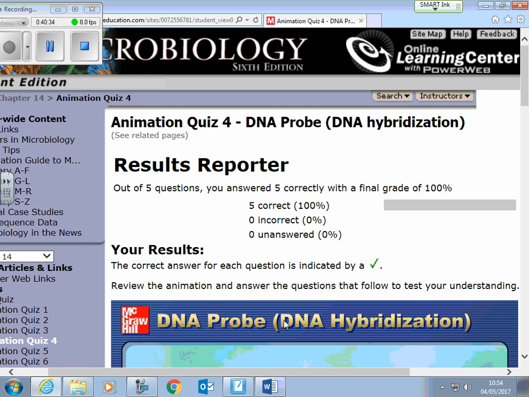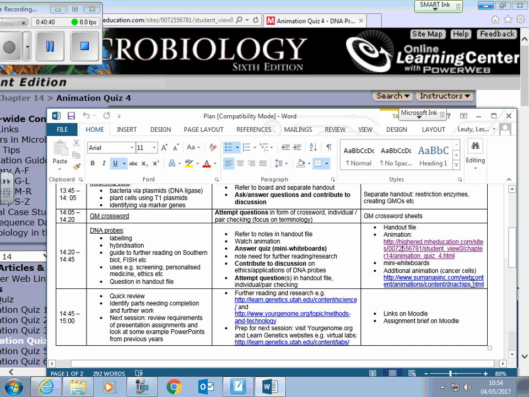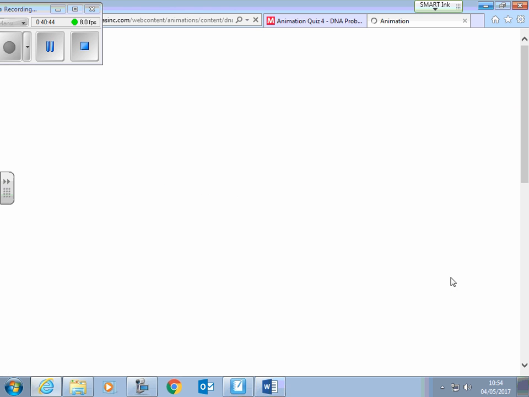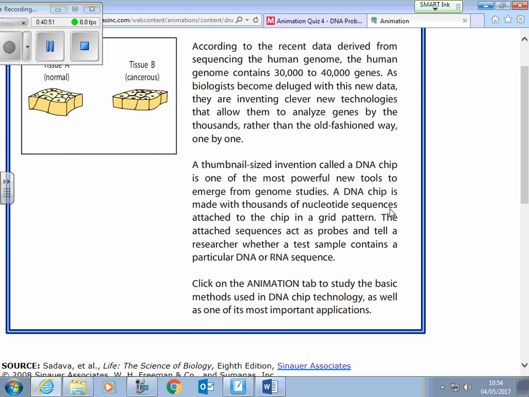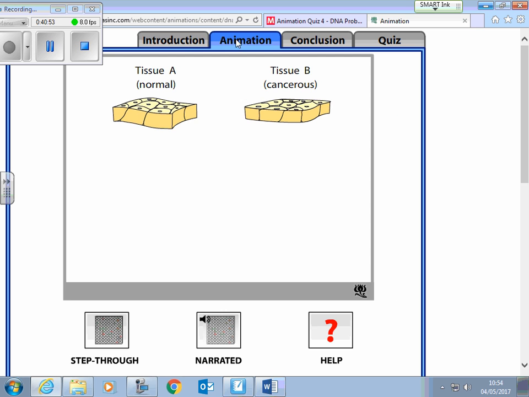There is another little animation. This one doesn't require the whiteboards. I was looking for different ones, and this one is a completely different website, and I hadn't used this one before. So I've got to find the animations in there.